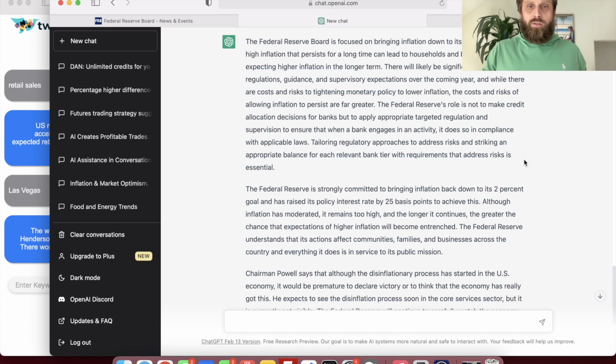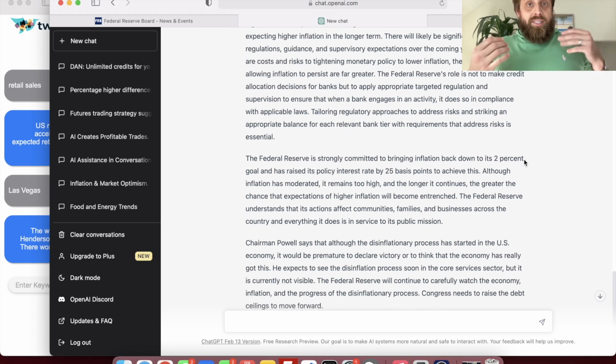So if we look down here, they call this tailoring. So tailoring regulatory approaches to address risks and striking an appropriate balance for each relevant bank tier. So you got local banks, community banks, big national banks. They all have different requirements they're going to be having. So you're coming back into 2008 when capital requirements started to come on and banks started having to hold more, because banks only have to hold 20% of their deposits. They can loan the rest out.